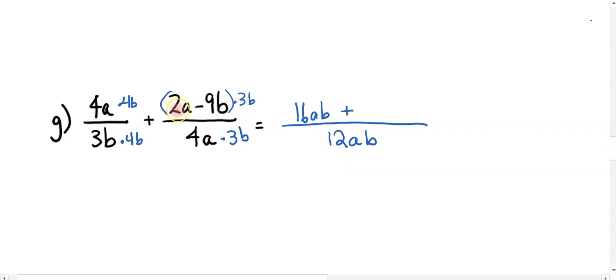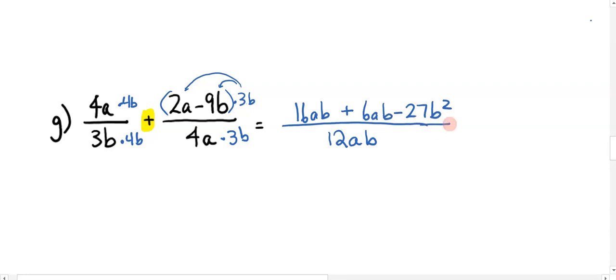So now, since there's a binomial up there, that 3a has to go to both, okay? 3a has to go to both. Since there's a plus sign here, when I multiply it out, I'm not going to worry about brackets. I'm just going to multiply it out. If that was a minus sign, I would have to keep the brackets because then I have to apply the subtraction to everything. So I'm going to get 6ab minus 27b squared.